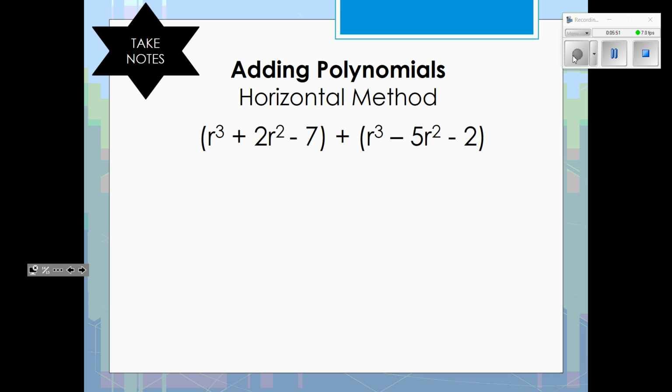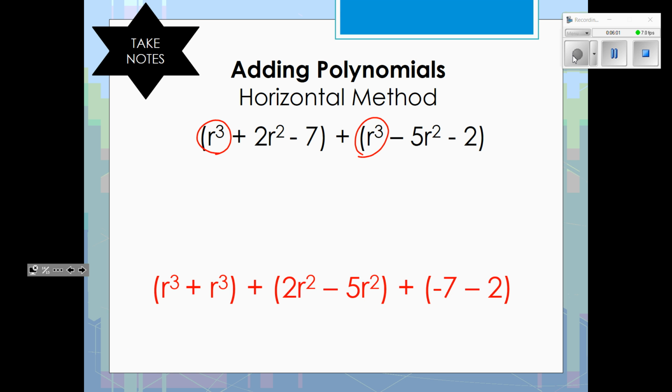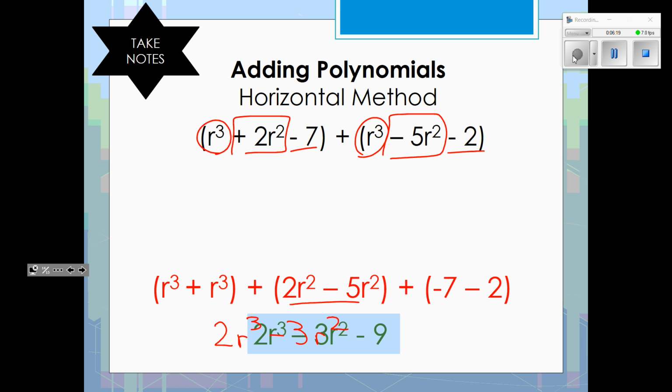but you're still looking for like terms. So if I look up here at the two polynomials, I notice that I have two r cubed terms. So I'm going to combine them together. That's 1r cubed plus 1r cubed, which is 2r cubed. I notice that I have two that are r squared. So I can mentally add those together, and that would be a negative 3r squared. Then I have two constants, a negative 7 and a negative 2, and that would be negative 9. So it's just a way to organize looking for like terms that I can combine together.